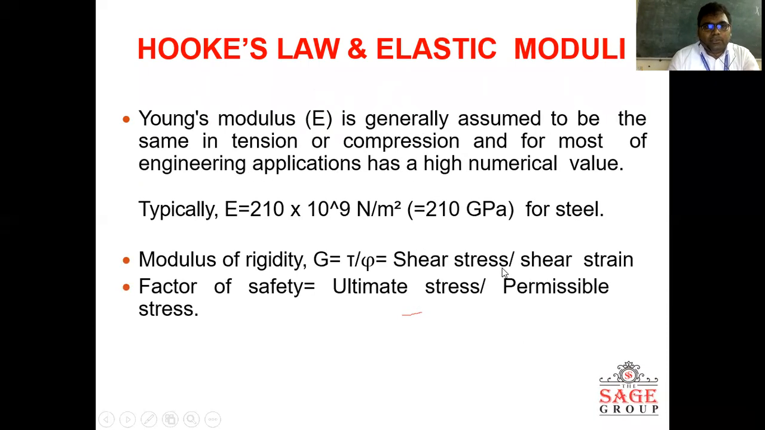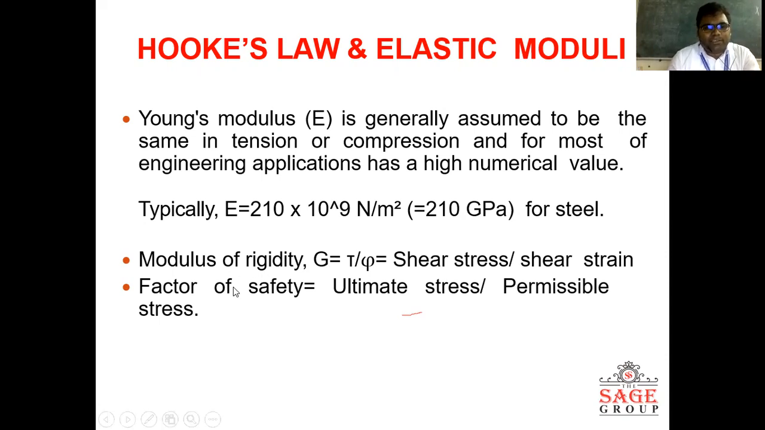Hooke's law and elastic moduli, that is what we are trying to make you understand. The modulus of elasticity for steel is 210 gigapascal, and likewise for aluminum it is 70 gigapascal. Other materials also have their respective values of Young modulus. In the same way, you can find the modulus of rigidity, where tau is the shear stress and phi is the shear strain. Using that, you can calculate the modulus of rigidity by using Hooke's law.